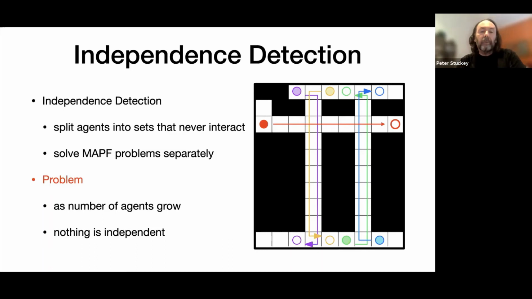The problem is, as the number of agents grows, basically nothing is independent. And if I just add this red agent, which goes across the map, it interacts with all of the other agents and it joins them all together. So independence detection completely fails, even though this red agent doesn't really change the underlying problem. The blue and the yellow agent, the blue and the purple agent have a problem, the green and the blue agent have a problem, and there'll be a problem with the red agent as well. We can still learn those independently using a learning solver, as we've done with lazy CBS.